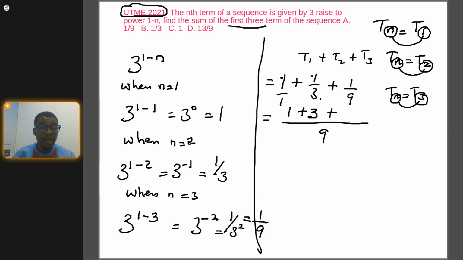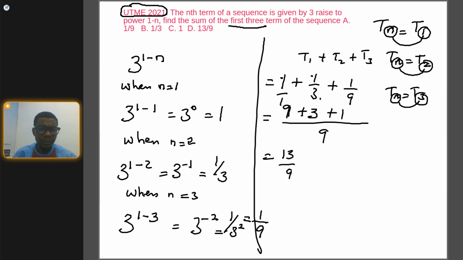Take note, 9 divided by 1 should be 9. Multiplied by 1, this should be 9, not 1. Now we have 9 divided by 9, that is 1. 1 multiplied by 1 is 1. So adding this up, we have 9 plus 3 plus 1, that's 13 over 9.